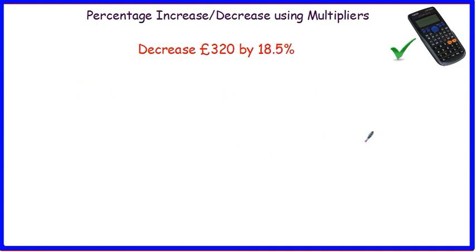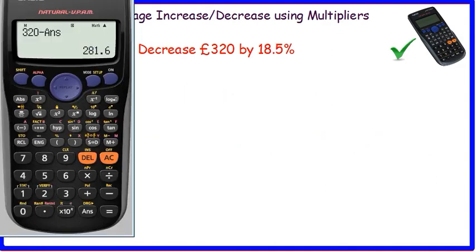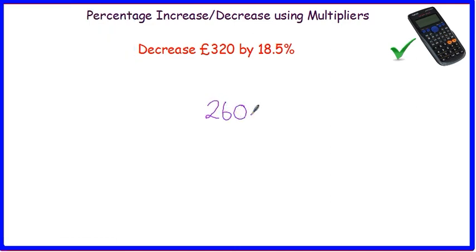Do one more example. I'm going to do this a little bit quicker. I'll just do this completely on the screen. 18.5% of 320 is equal to that number. And then it's decreased. So if I go 320, subtract that answer, I'm left with £260.80.